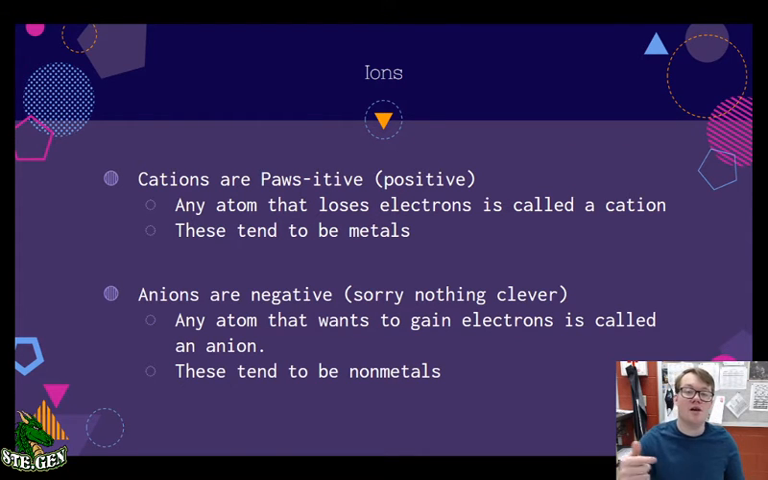These tend to be metals. Now remember, metals are the things that are found on the table this side of the staircase. The metalloids are all right here, metals are all over here, nonmetals are all over here. Anions are negative. Sorry, nothing clever, as cations are positive. Any atom that wants to gain electrons is called an anion. These are going to tend to be nonmetals. So again, nonmetals are the things over here. You've got like carbon, nitrogen, oxygen, chlorine, krypton, all of these things. Those are going to tend to be anions, although not krypton, as we'll discuss in a second.